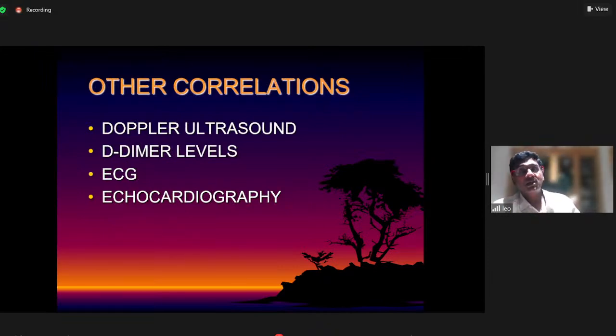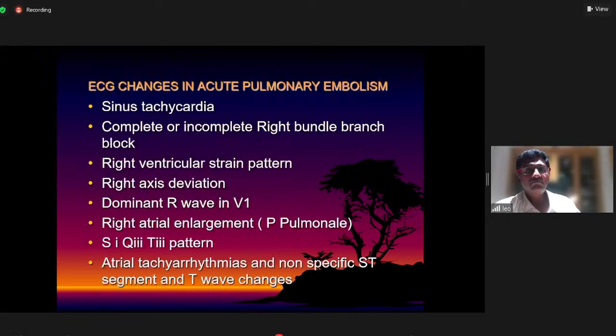Now, how do we correlate these levels? Of course, D-dimer, as we already mentioned, is not an entirely dependable entity in itself, but then you mix it up with Doppler ultrasound. You can take an ECG. You can, of course, take an echocardiography.